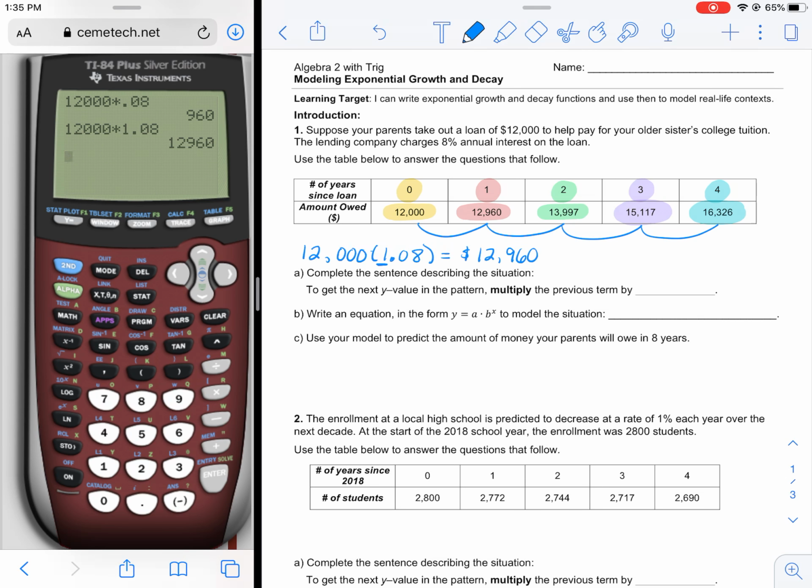So instead of multiplying 12,000 by 8%, we're really multiplying 12,000 by 108%. Okay, so the reason that we're multiplying by 108% is because each year the amount is going to increase by 8%. So the following year, the loan amount is going to be 108% of what it was the year before. Okay, so we call this number 1.08 a multiplier. Okay, so to get from one year to the next, we just keep on multiplying by 1.08.